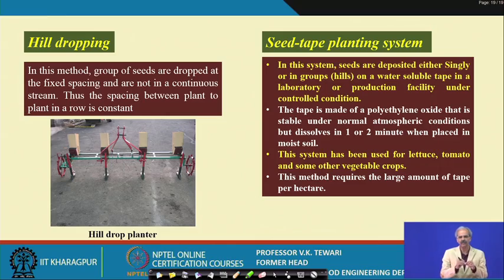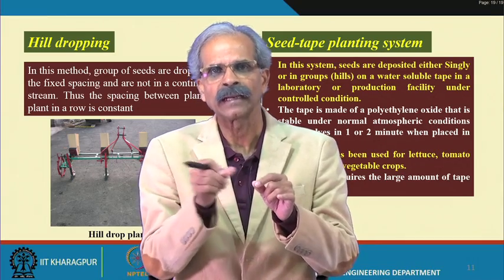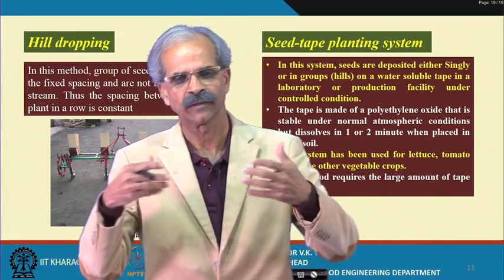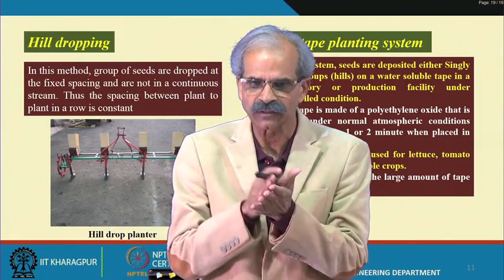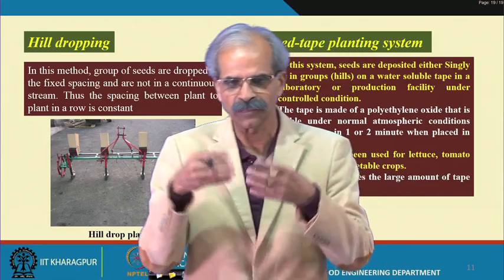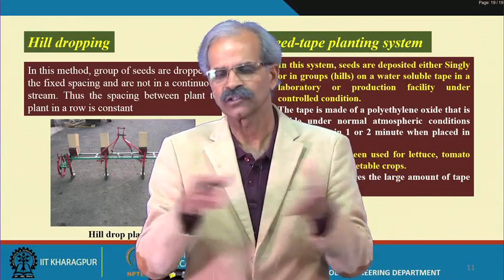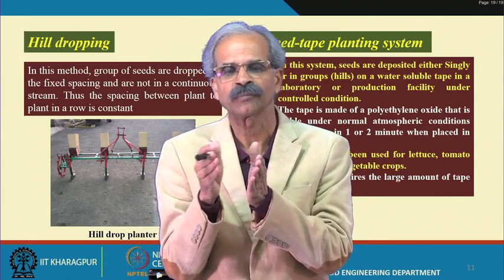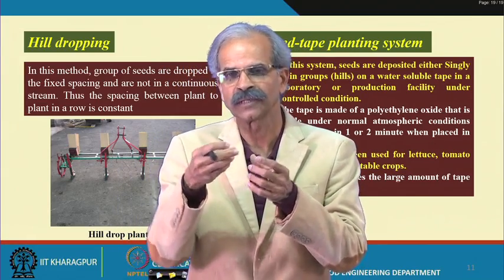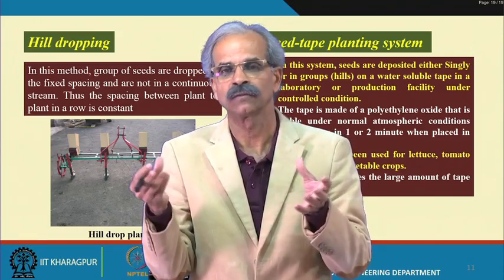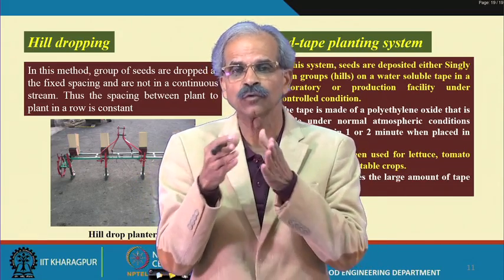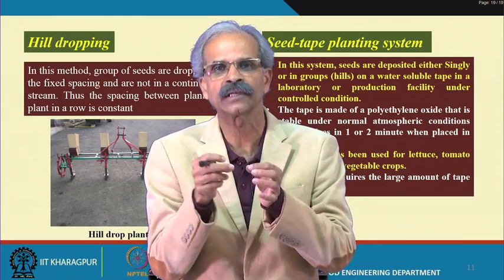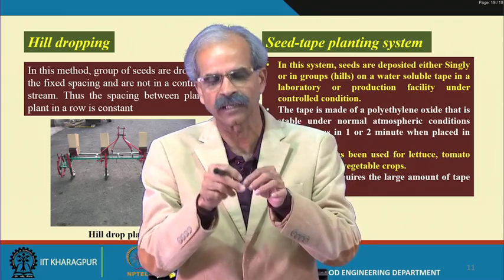That means the seeds are put in a water soluble tape, and that is spread into the soil, and within about 2-3 minutes the tape decomposes and the seeds are clear. The beauty of this is that you maintain a certain seed to seed spacing. There is no problem even if the seed is of irregular shape, you can use it. But if you want to change the spacing, there is a problem. You will have to decide the spacing initially and then only put the seeds on the tapes.